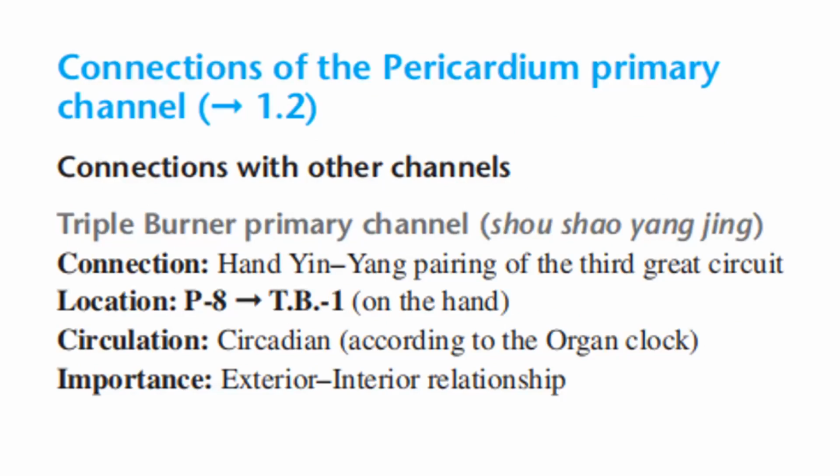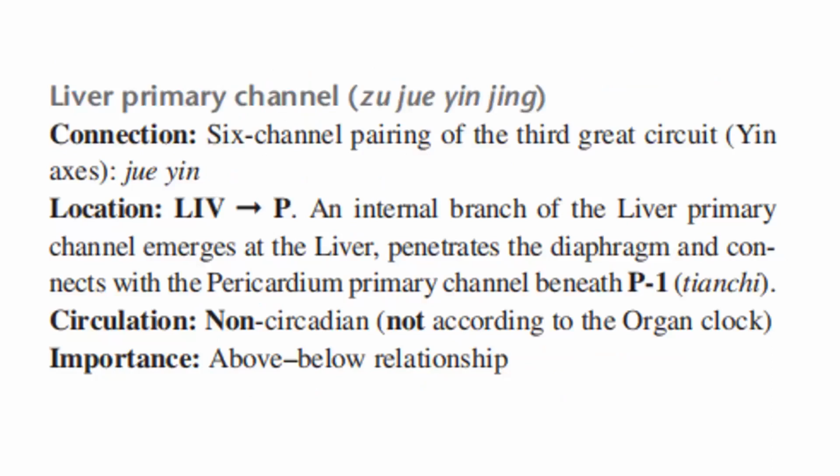Connections of the pericardium primary channel with other channels. Triple burner primary channel, connection: hand yin-yang pairing of the third great circuit, location P8, TB1 on the hand, circulation circadian according to the organ clock. Importance: exterior-interior relationship. Liver primary channel, connection: six-channel pairing of the third great circuit, yin axis, Jue-yin. Location: liver, pericardium. An internal branch of the liver primary channel emerges at the liver, penetrates the diaphragm, and connects with the pericardium primary channel beneath P1. Circulation non-circadian, not according to the organ clock.